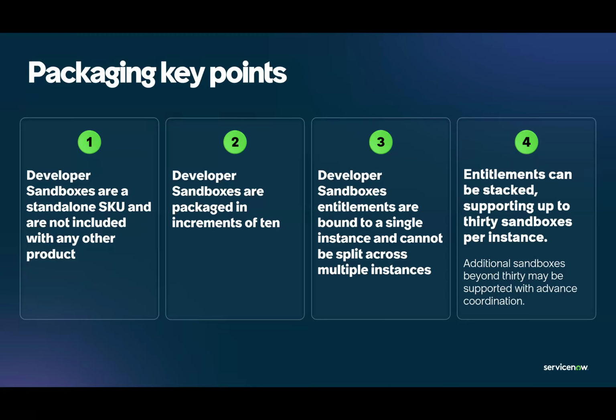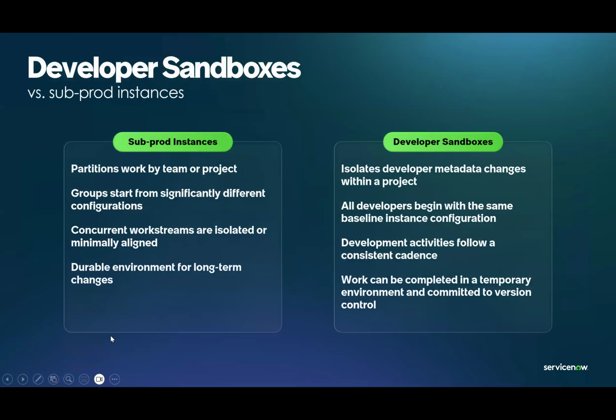Now, this is a soft limit, but if you were to coordinate with our engineering team, you could install more. The reason why this is actually a good thing is, in my mind, when you start thinking about substantially more sandboxes than 30, then you really need to think about the relationship between your subprod instance architecture and sandboxes, right? This is an important concept, because sandboxes are not a replacement for subprod instances, right?